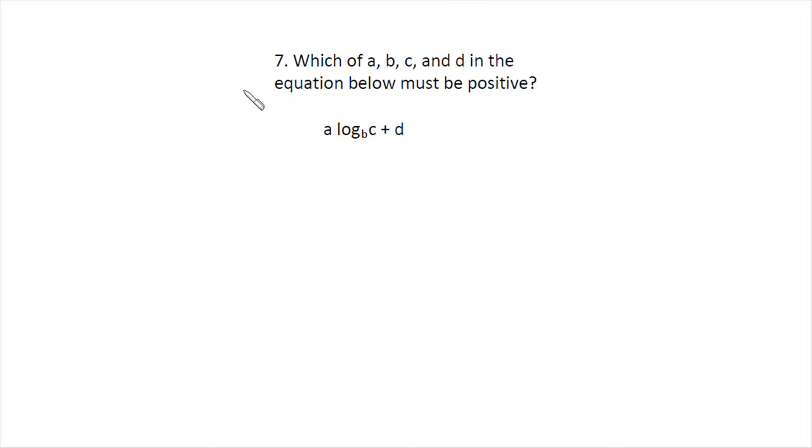Number 7, which of A, B, C, and D in the equation below must be positive? Okay, well, we have discussed this before that we cannot take the logarithm of a negative number, so that means C has to be positive, this right here, the argument of the logarithm, and we can't have logarithms with a negative base, so C and B must be positive in this setup. A can be negative, D can be negative, but the base and the argument of the logarithm must be positive.